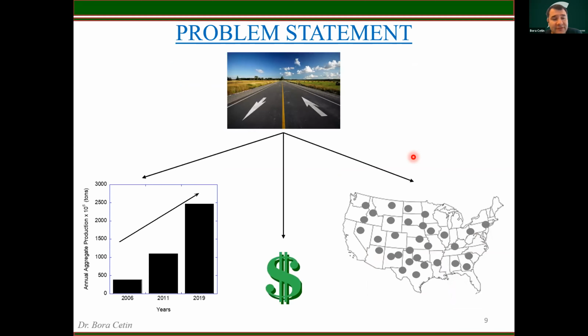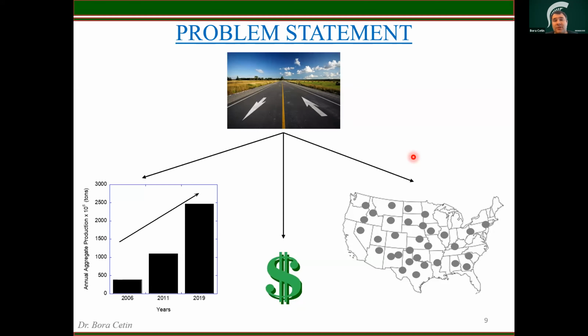The figure on the left shows the annual aggregate production in the United States. As you can see, in 2006 this was close to 500 million tons, and in 2011 it came to 1 billion tons of aggregate. Now, US infrastructure has aged quite a bit, and then we needed more in 2019, and today in 2021 we need more aggregates to replace this aged infrastructure.